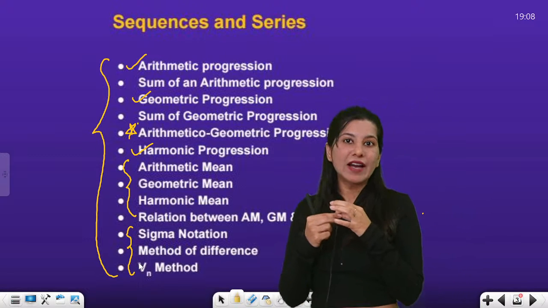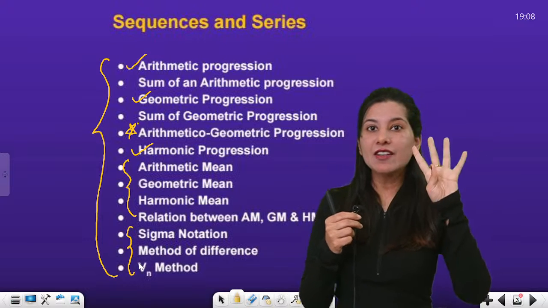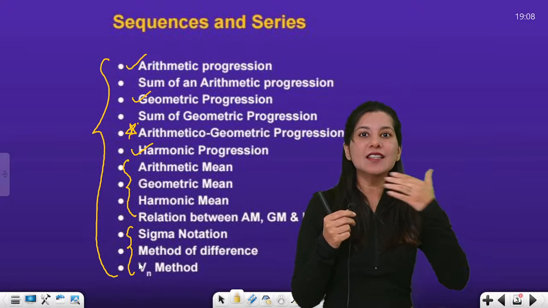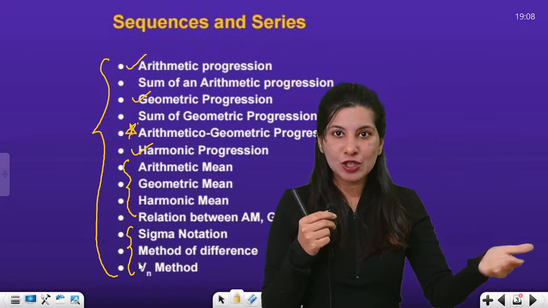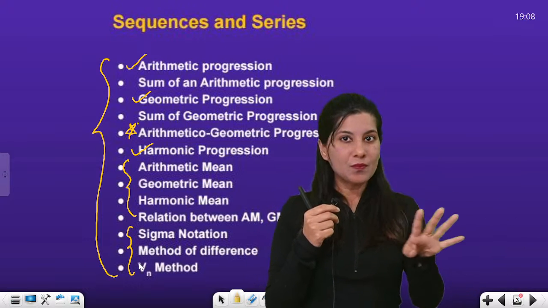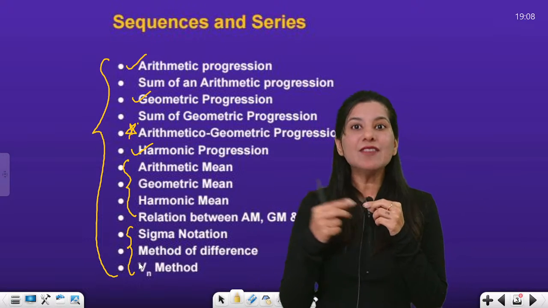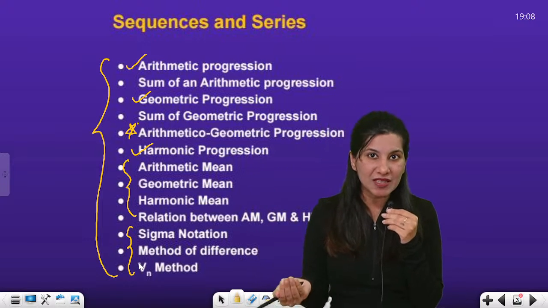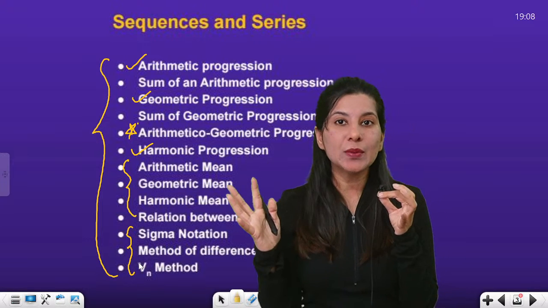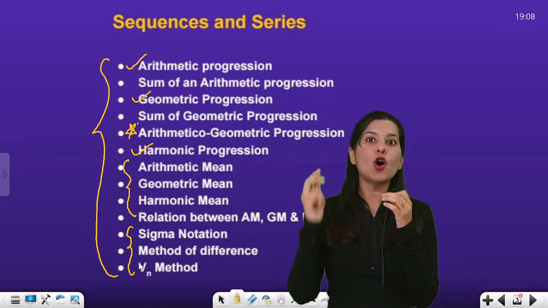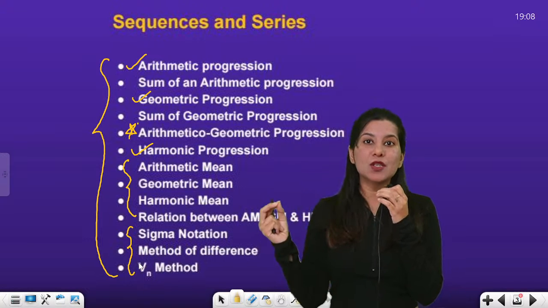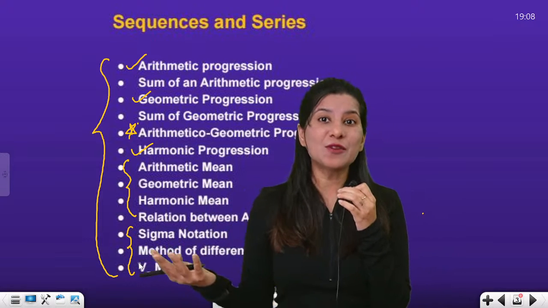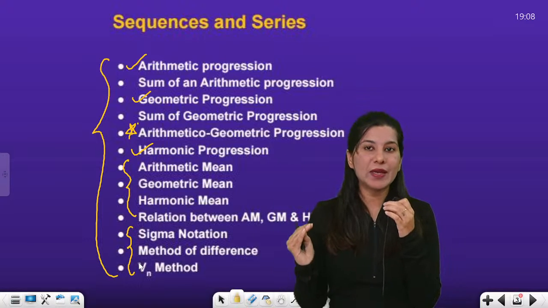So I will divide the whole chapter into 4 parts. What are those 4 parts? First is the various progressions like AP, GP, HP and AGP. This is the very first part. And then we will talk about means: arithmetic mean, geometric mean and harmonic mean. And one more topic is the relation between arithmetic mean, geometric mean and harmonic mean, that is the AM, GM, HM inequality. A very important topic as far as your JEE Main and Advanced are concerned. And then we have series based questions.